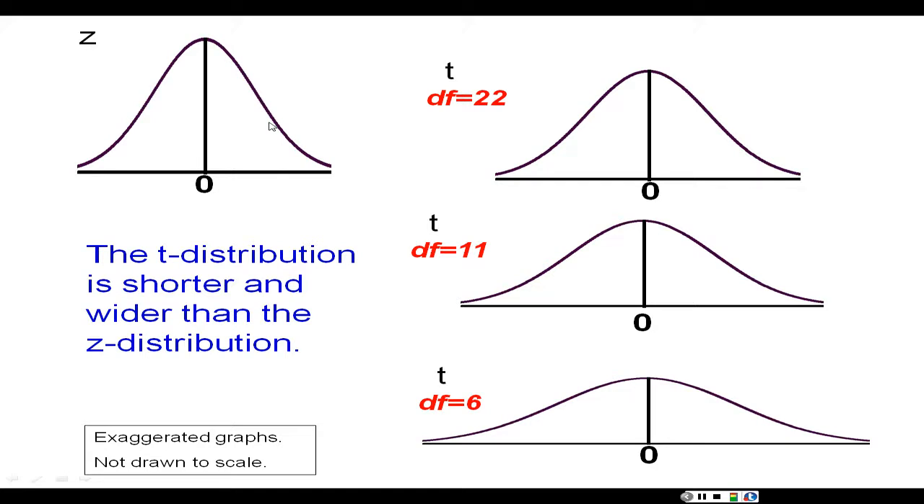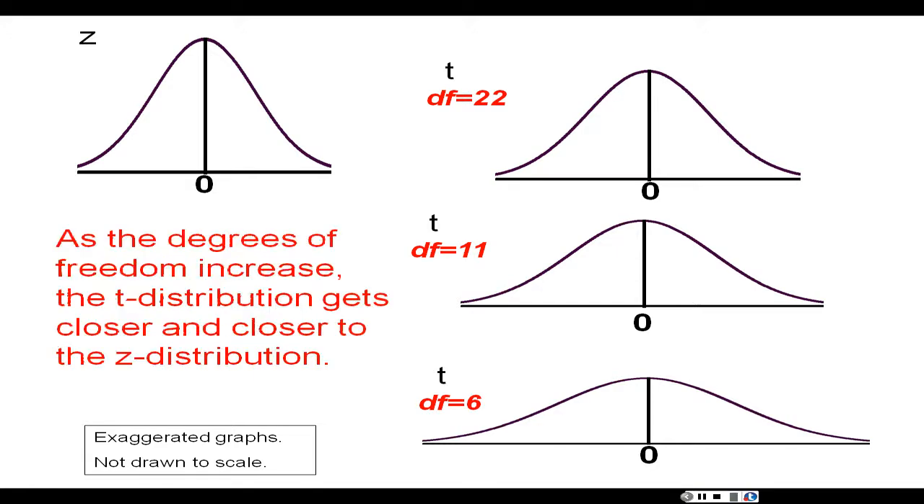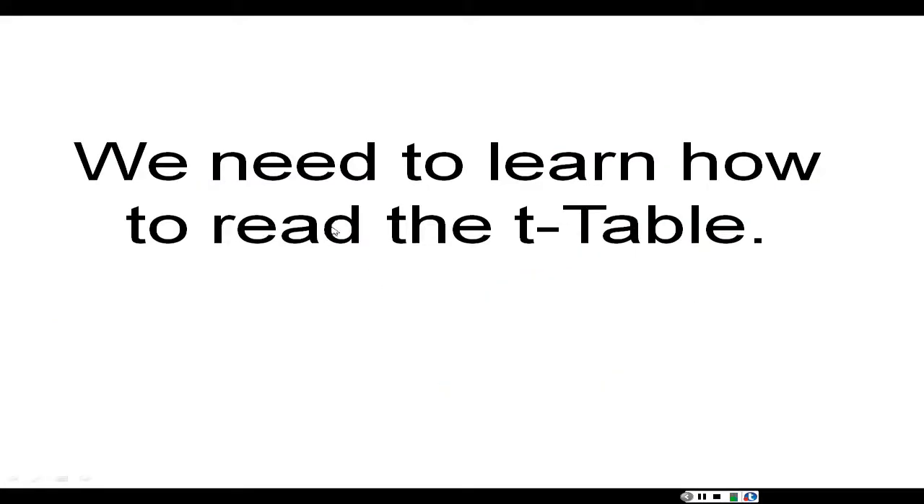That is another reason why they say that if you have a very large sample, then you can approximate using the standard normal. This was more relevant in the old days when all we had were tables and we didn't have calculators like we have right now. Okay, so as the degrees of freedom increases, the t-distribution gets closer and closer to a z-distribution.